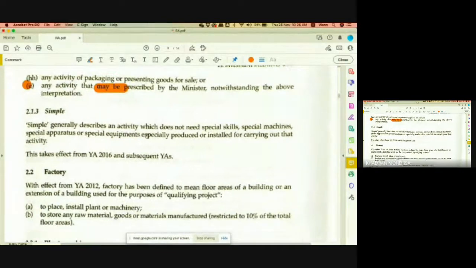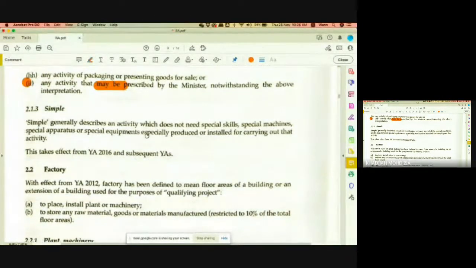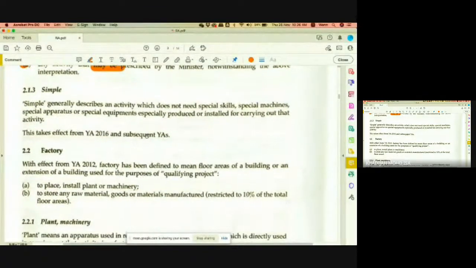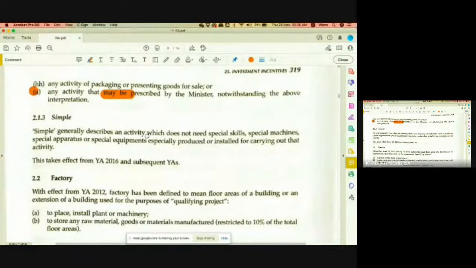All right, when we talk about simple just now, what do you mean by simple? It generally describes an activity which does not need special skills, special machines, special apparatus, or special equipment especially produced or installed for carrying out that activity. This one is effective from 2016. So why is it so important for you to have all these definitions? Because when you want to claim for the reinvestment allowance, you have to show them that these are the expenditure incurred for that purpose, and it does not fall into the ones that are not allowed.